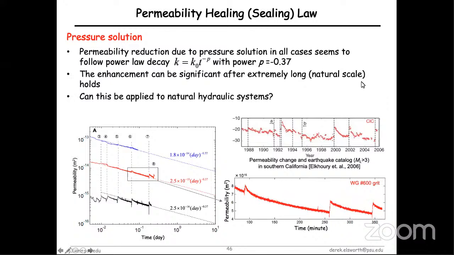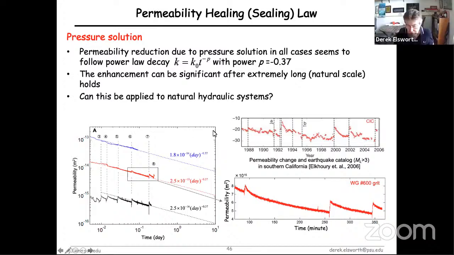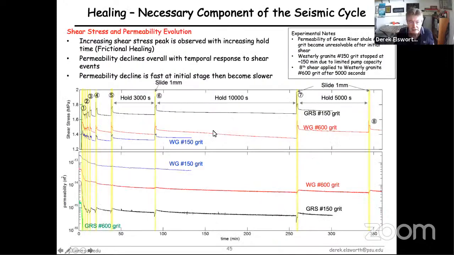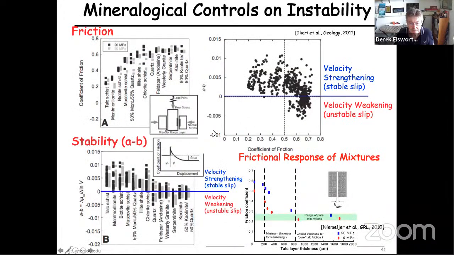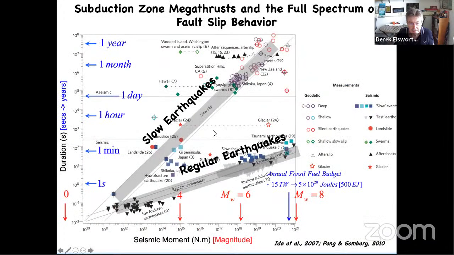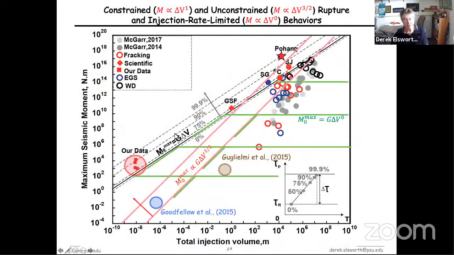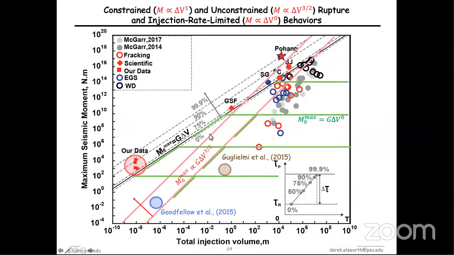The question is about high injection volume, where the constrained and unconstrained moment sort of merges. Any comment on that? I think I tried to address it before, but I'll do it again. The idea is that the threshold for these behaviors is given by this red line if you have leak-off.